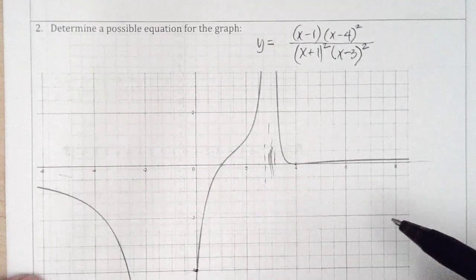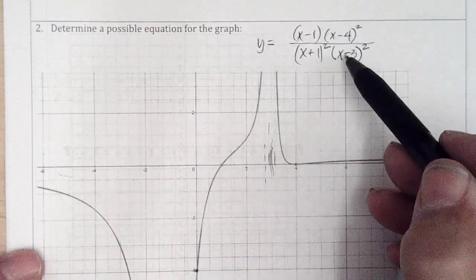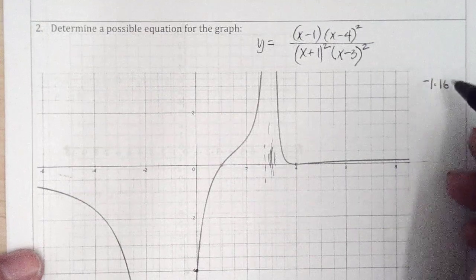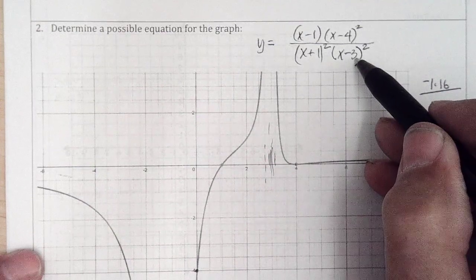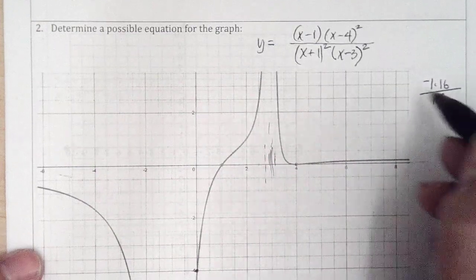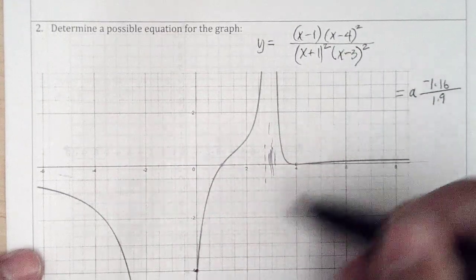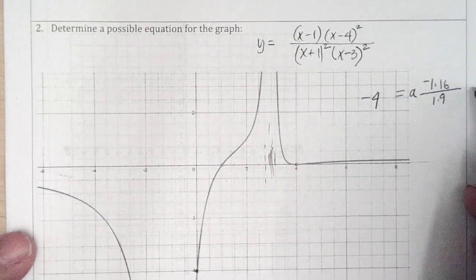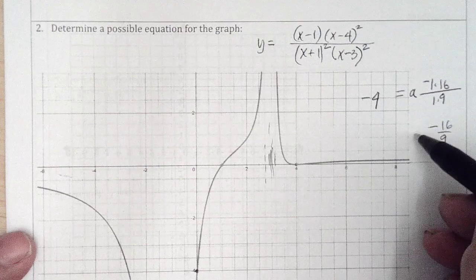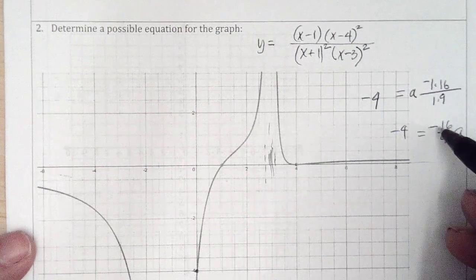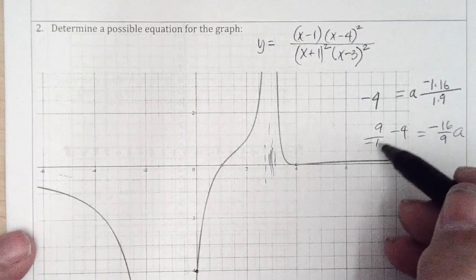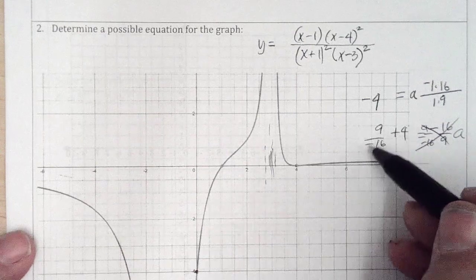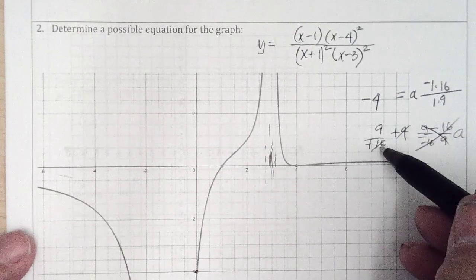And it has a y-intercept of negative 4. So if I put 0 in for all the x's, I would get negative 1 times 16 over 1 times 9 times some number a that I have to put here, and that's supposed to come out to be negative 4. So negative 16 over 9 times a equals negative 4. So I'll multiply both sides by 9 over negative 16. And a would be, see, negative into a negative, they would cancel, and the 4 in here would be 9/4.